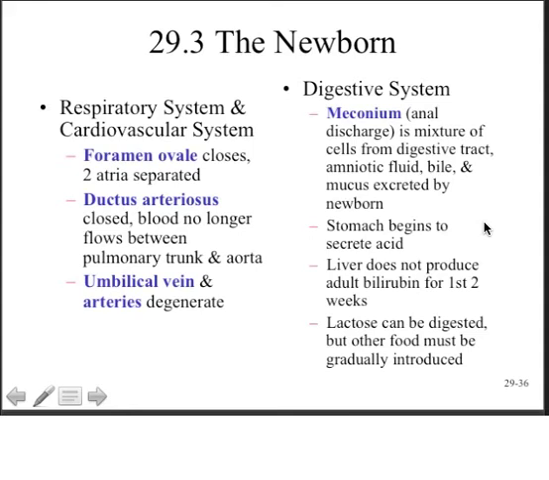Lactose can be digested, but other food has to be gradually introduced. The reason for this is that there's a considerable amount of lactase present in the GI of the newborn, and that's to handle, again, the disaccharide lactose, which is present in both colostrum and in breast milk.